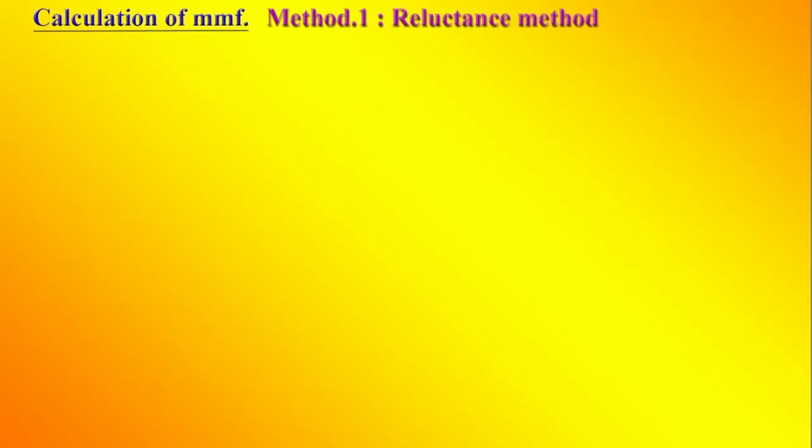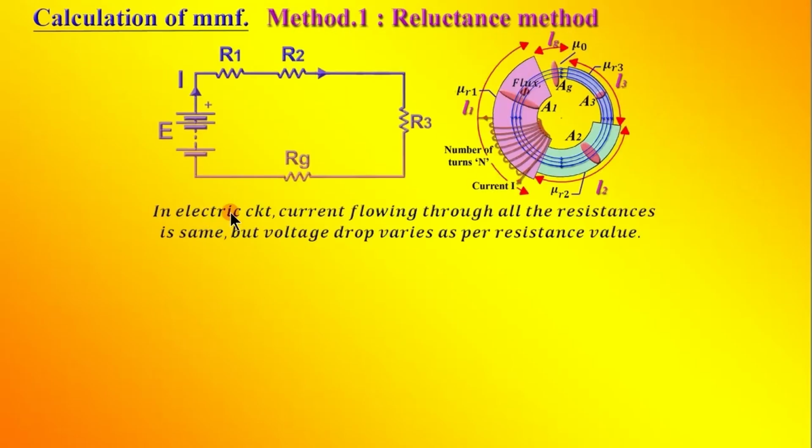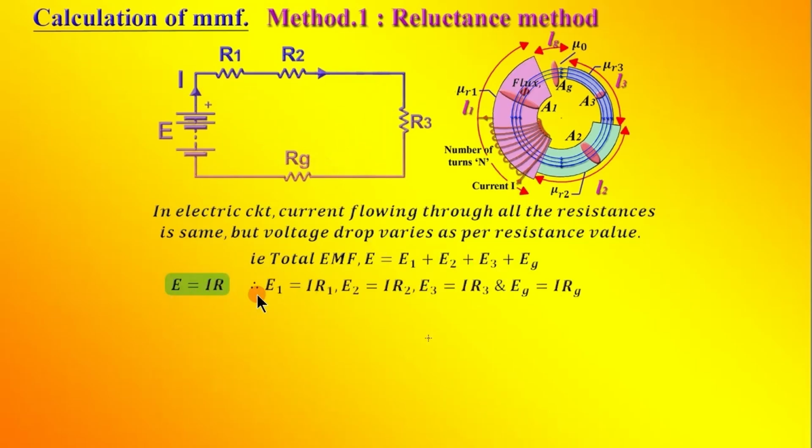There are two methods. Method 1 is the reluctance method. In an electric circuit, the current flowing through all the resistances is the same, but the voltage drop varies as per the resistance value. That is, the total EMF E is equal to the voltage drops E1 plus E2 plus E3 plus Eg. But we know that E is equal to I into R. I is the same. Therefore, E1 is equal to I into R1, E2, the voltage drop across R2, is equal to I into R2, E3 is equal to I into R3, and Eg is equal to I into Rg.